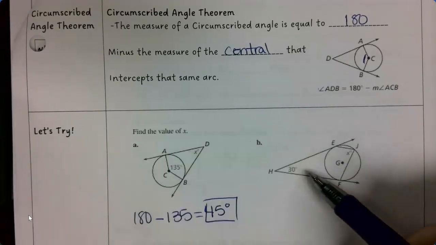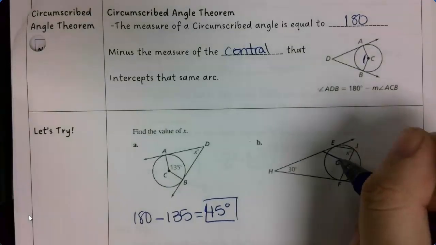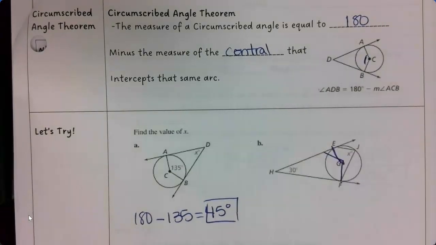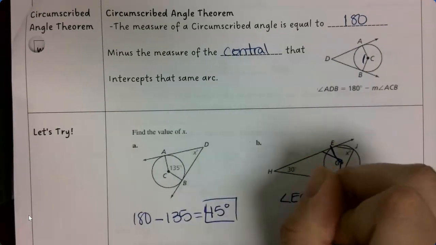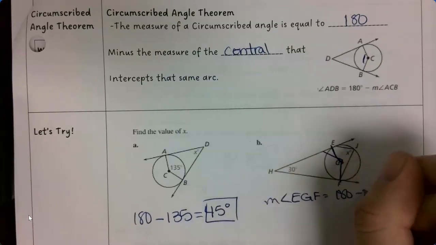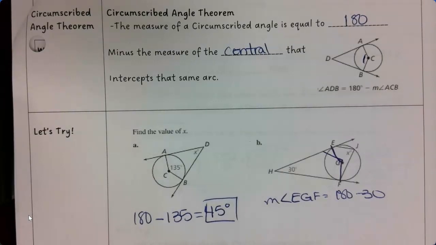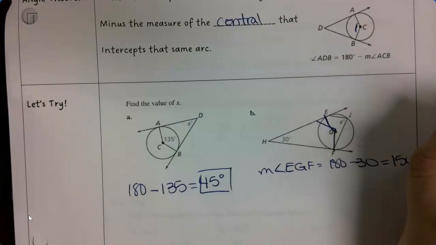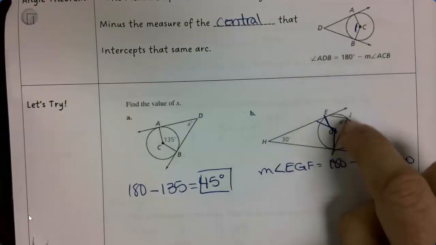Same thing when I know the angle out here. If I want, I need to first, oops, I should have been going to E. So I want to find the measure of EGF. Which is going to be 180 minus 30. This one will give me 150. But that's not what I was looking for. I was looking for the value of x.